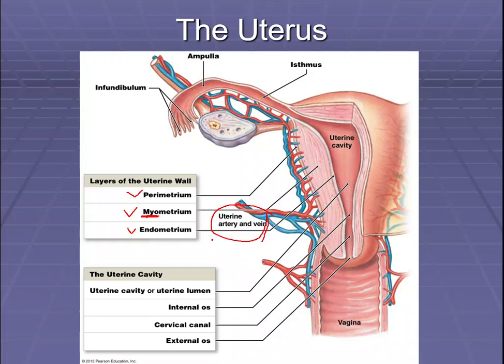Now, remember what I said about the neck of the uterus, which is the cervix? Well, here are those structures again. We have the cervical canal, right? This pathway right here. And then we have the internal os, the internal opening, and the external os, the external opening.